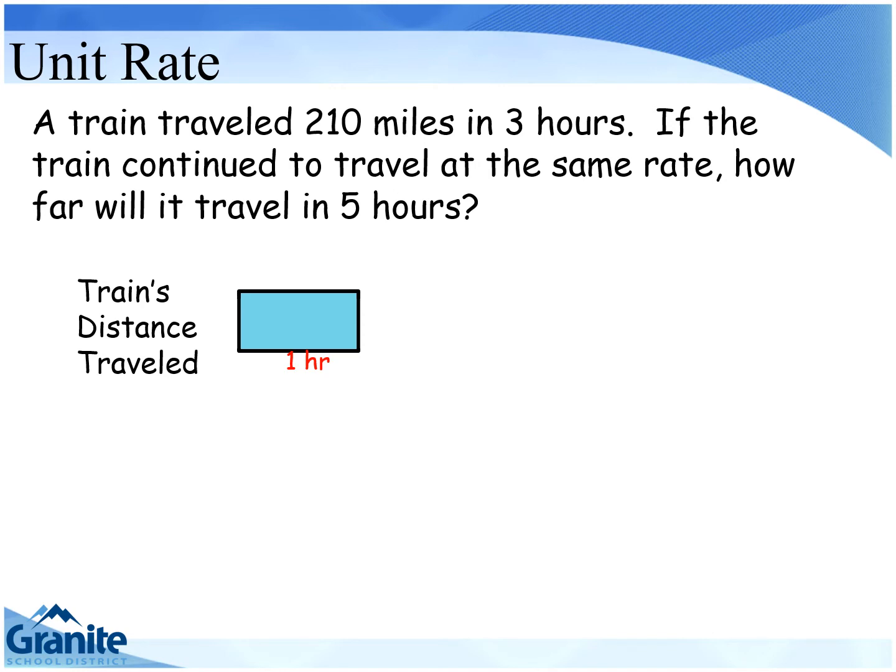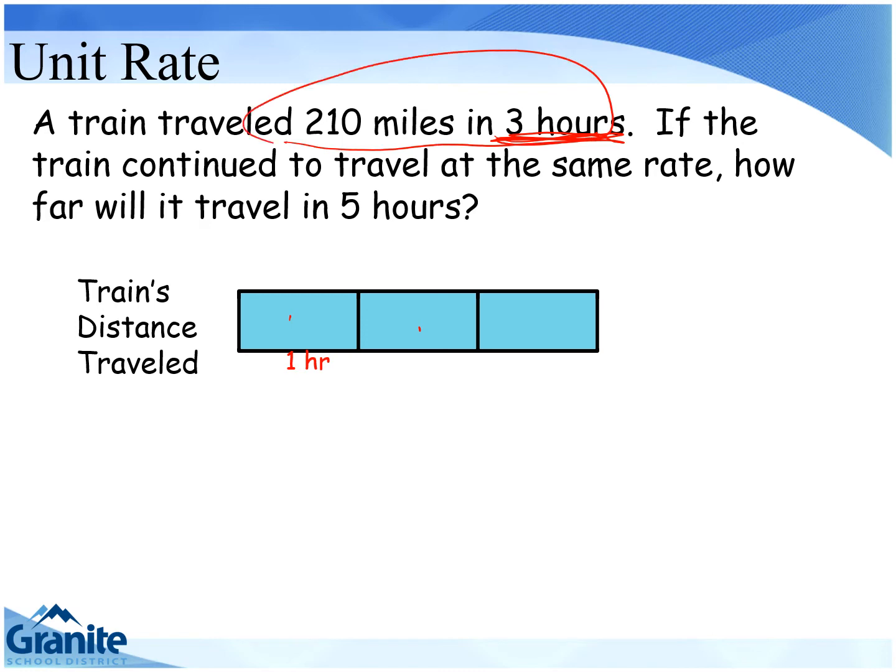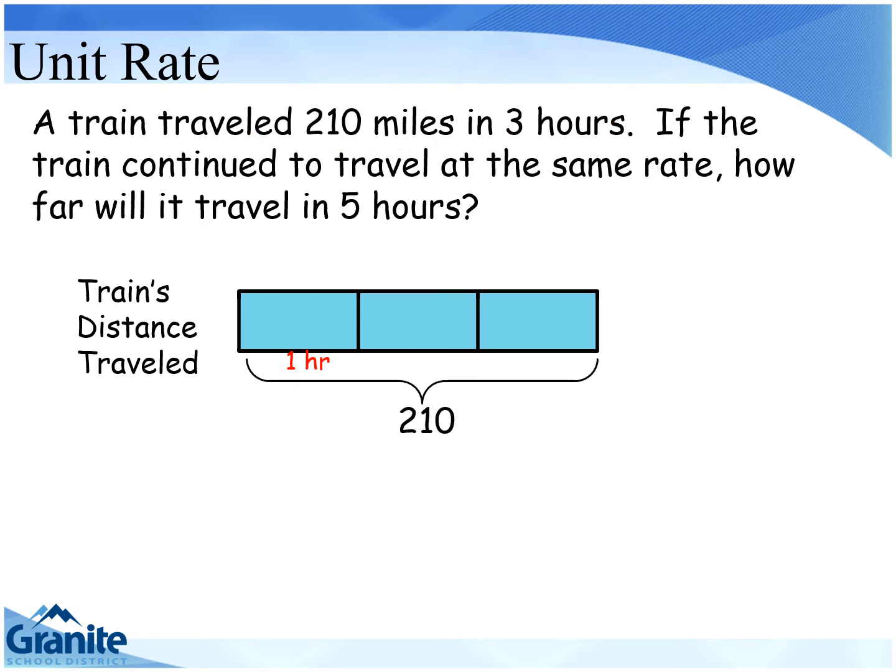All right, then we're going to continue. How many units? Well, there's 3 hours in the problem. If we read this problem one sentence at a time, a train traveled 210 miles in 3 hours. Now I have 1, 2, 3 units or 3 hours. Okay, how far did it travel in those 3 hours? It traveled 210 miles.